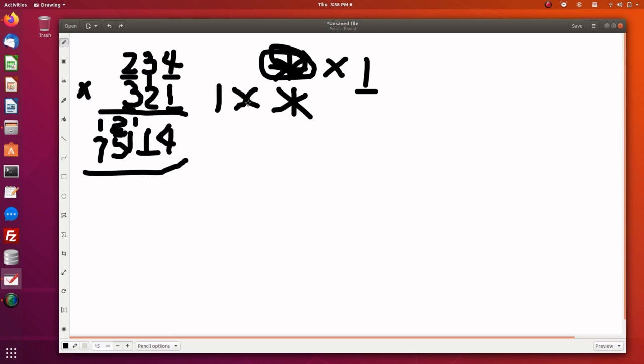And second to the last step, this one. 2 times 2, 4. 3 times 3, 9. 2 times 2 is 4. Plus 9 is 13. And then the 2 here that we have carried is 15. 5 carry 1. And finally, last step, 2 times 3 is 6 plus 1 will give us 7. That's why we got 75,114.